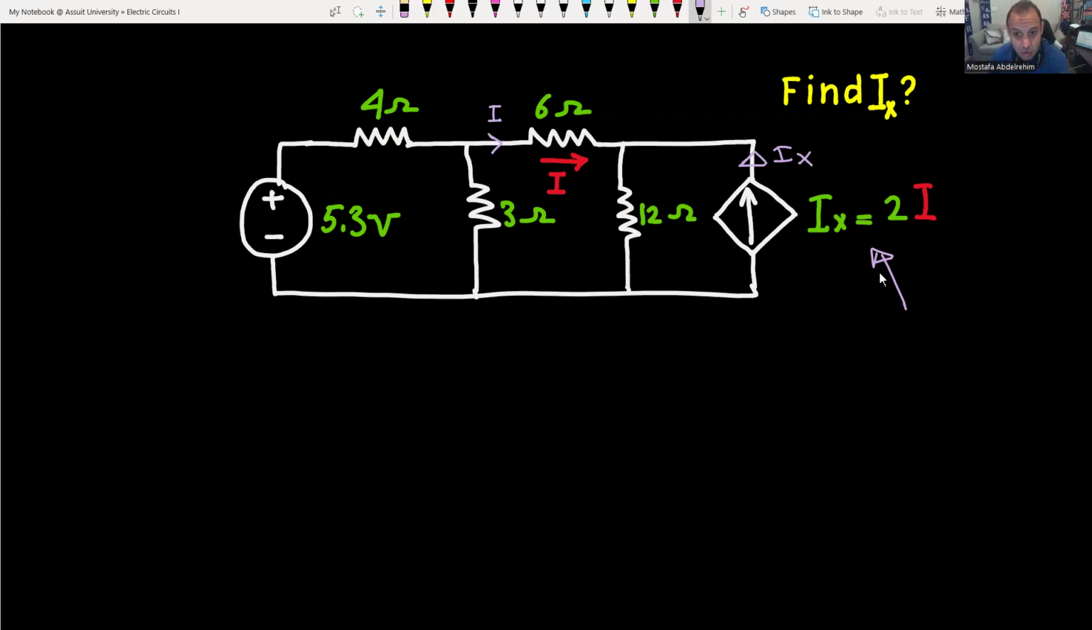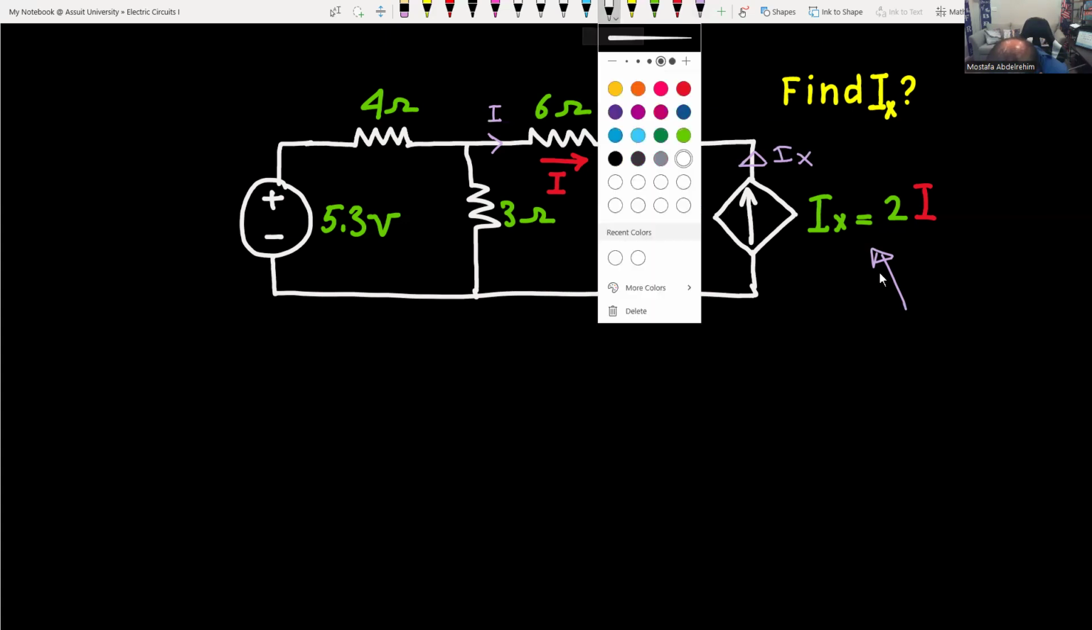It's the same methods, the same procedures that we follow to solve the circuit using nodal analysis. Here, because we have another unknown, which is Ix, we're going to have one more equation. So now you have, for example, three unknowns, so you're going to have three equations to solve. Exactly the same procedure. So let's go to the white color here.